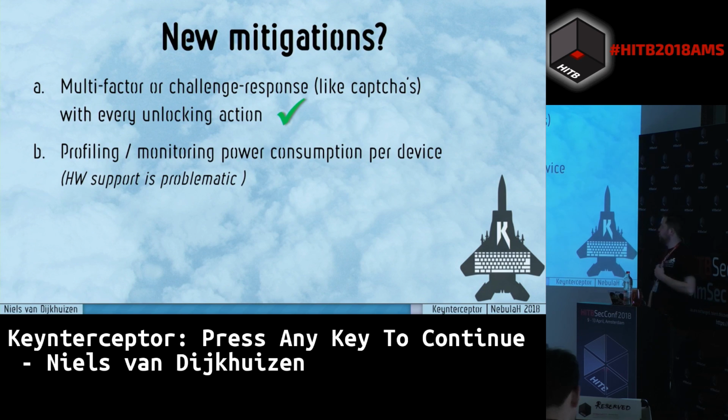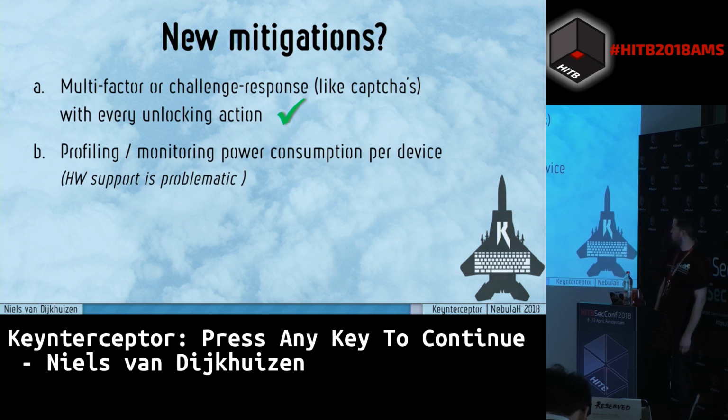So, new mitigations. How to block this kind of attack? Well, essentially, I think the cleanest and the easiest way to do this is to have multi-factor authentication each time you unlock your machine or log into your machine. It's a bit of a pain, of course. A user will get bugged by these extra questions, but I think it might be worth doing. It depends on the situation. If you're in a high security facility, I think it's a good idea.